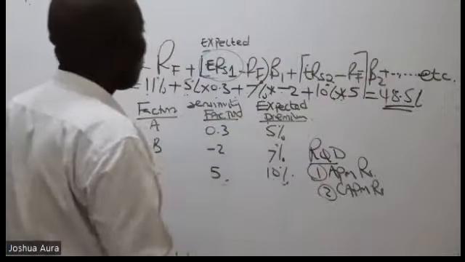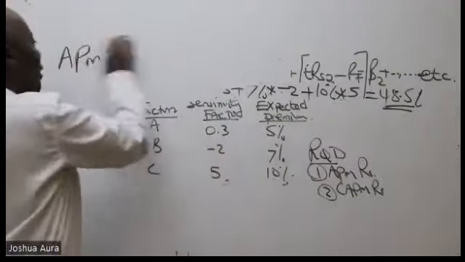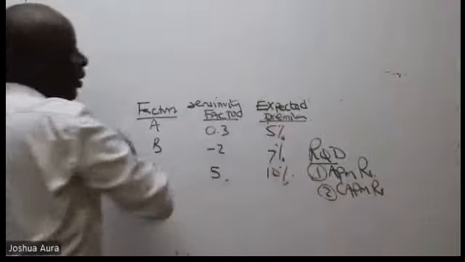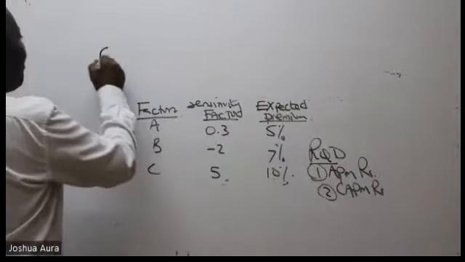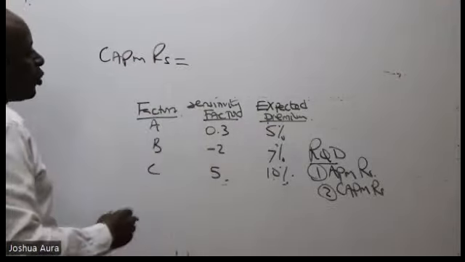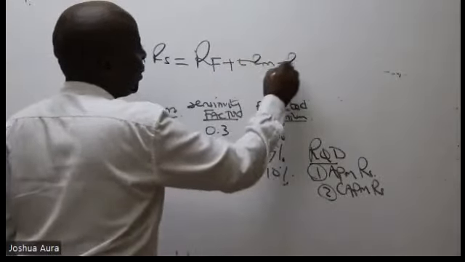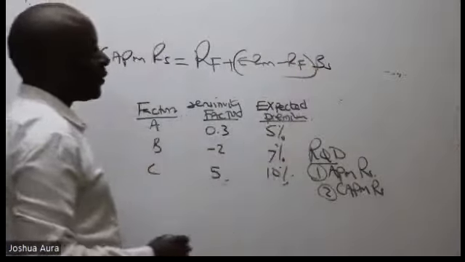Great. So now when it comes to CAPM returns, ladies and gentlemen, I just need to write the formula down first. We know that our CAPM returns will be equal to who? We know the formula: risk-free plus ERM minus risk-free multiplied by who? By beta of a security, like that.